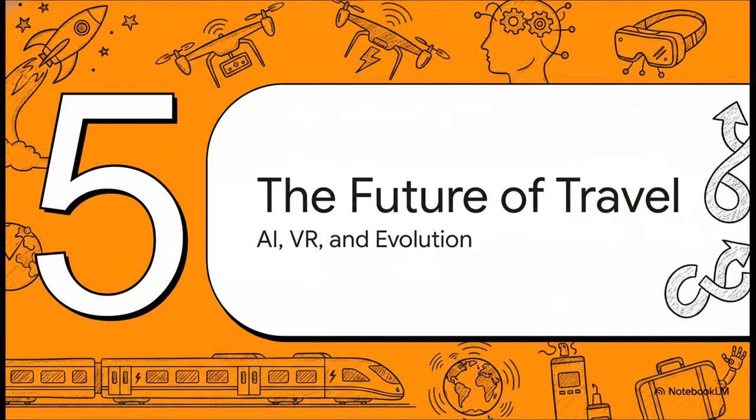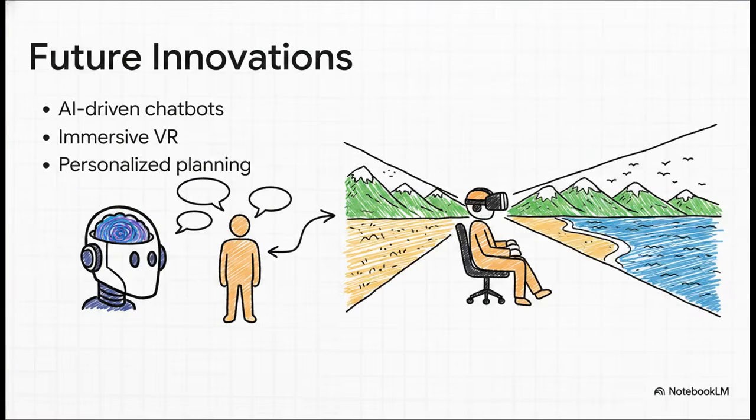Finally, let's look ahead to the future of travel, AI, VR, and evolution. Having mapped out the current anatomy of tourism, how is this multifaceted machine going to evolve? Well, innovations are going to make travel incredibly personalized. We are rapidly moving toward a reality where AI-driven chatbots seamlessly handle super complex service requests in any language right on the fly. Meanwhile, immersive virtual reality is going to allow anyone, regardless of physical mobility, to virtually walk through a destination before they ever even book a ticket.